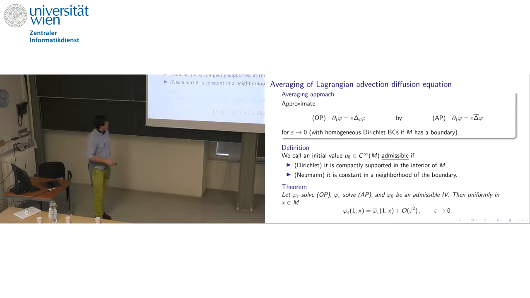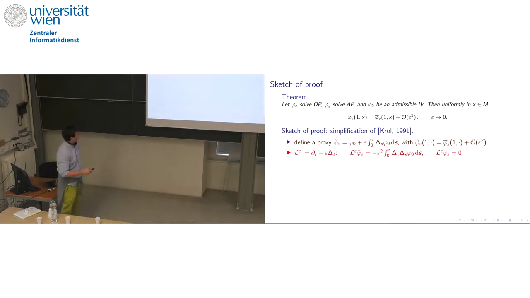Okay, so maybe I should skip some of these details. So the result that we obtained with Nate is: let phi epsilon be the solution of the original problem, let phi bar solve the average problem, and then take an admissible initial condition. Then the solution of the average problem at the final time approximates the solution of the time-dependent problem up to an error which is of second order in epsilon. Okay, so in the interest of time, I will skip this.